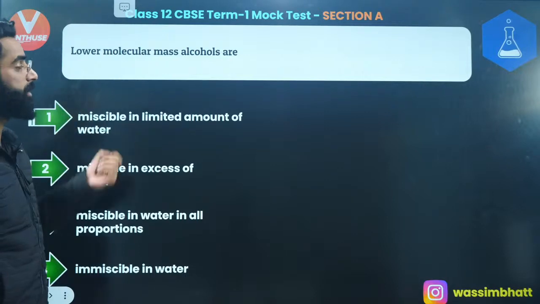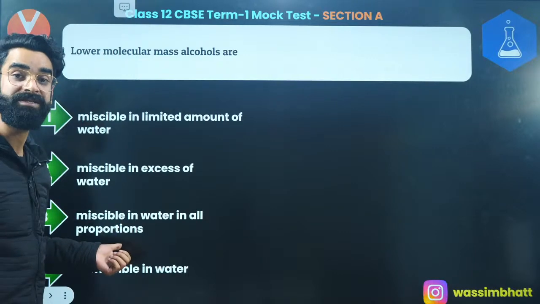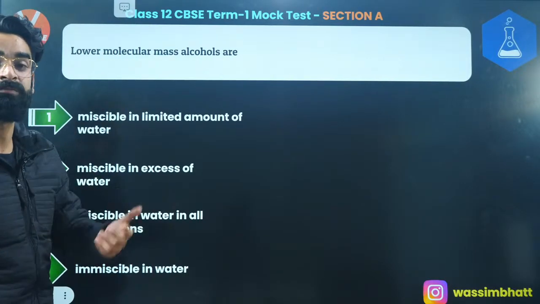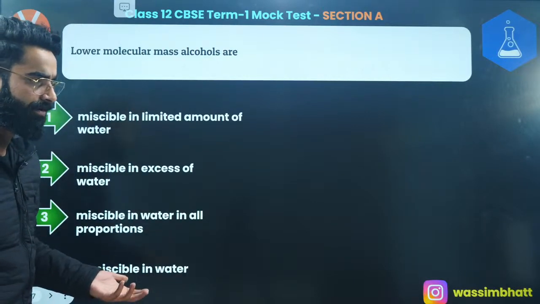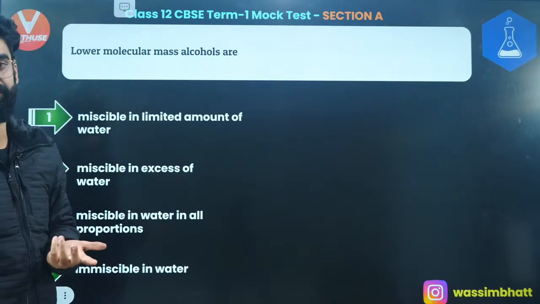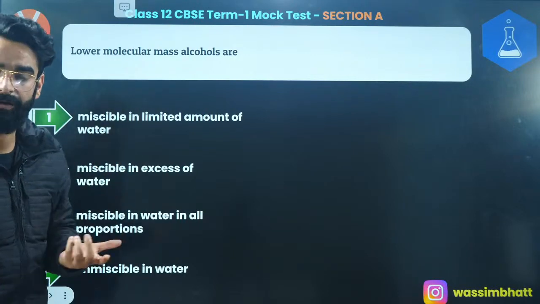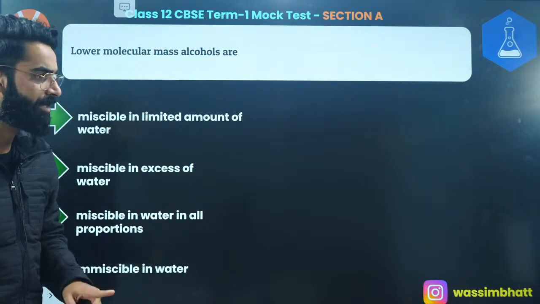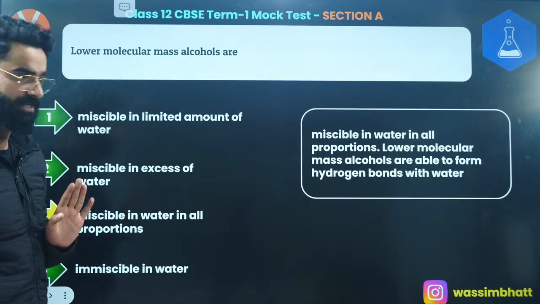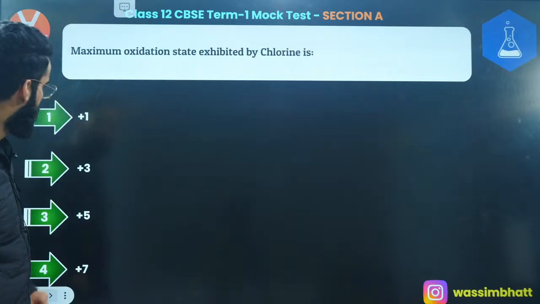The lower molecular mass alcohols are miscible in water in all proportions, because the lower members of these alcohols can form hydrogen bonds easily with water, right? And it's only the lower members of alcohols which can form hydrogen bonds easily with water. So the lower molecular mass alcohols are going to be miscible in water in all proportions, right? So option C is the correct one among all. Yes, perfect, wonderful. One more for you.